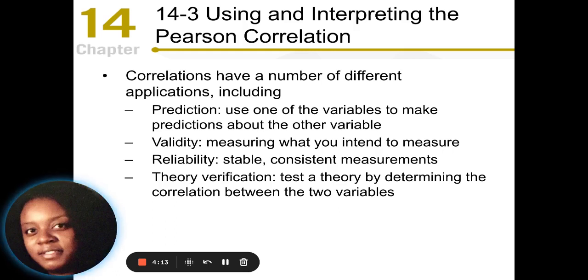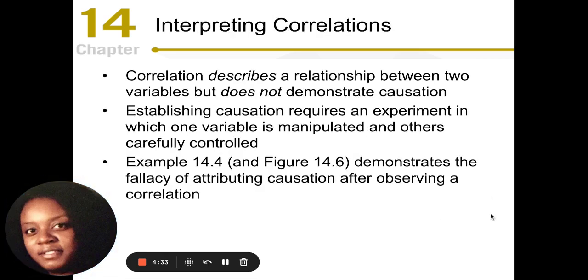Correlations have a number of different applications, including prediction, which is using one of the variables to make a prediction about the other variable. Validity measures what you intend to measure. Reliability is stable, consistent measurement. And theory verification is to test a theory by determining the correlation that exists between two variables.